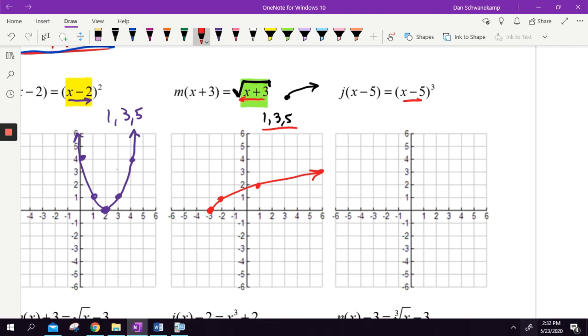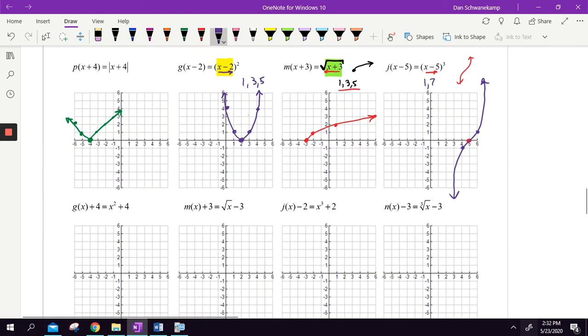X minus 5. That minus 5 is going to take us to the right 5 because it's inside the grouping symbol. It's cubed, so my pattern is that broken parabola shape, that guy right there. It's 1, 7. Up 1 over 1. Up 7 over 1, so I kind of run out of space. Down 1 over 1, down 7 over 1. That's going to be my shape. You don't have to be perfect, but being able to draw it quickly is helpful.